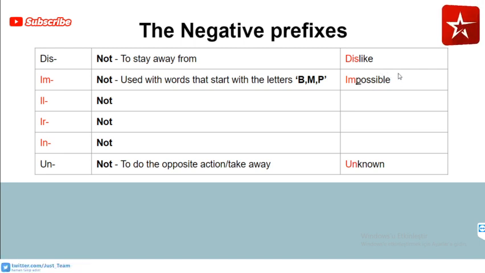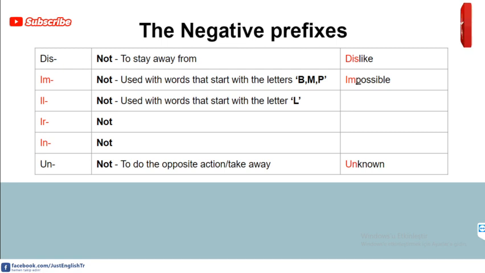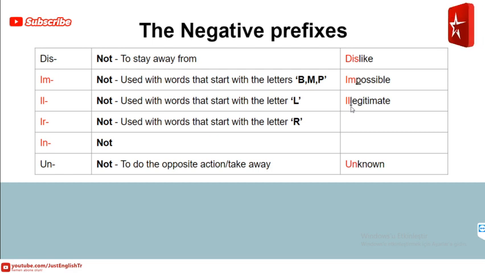Now, il is slightly different because il we use with words that begin with L. And an example here would be illegitimate. Illegitimate basically means illegal or something which is not recognized by law. And there we go, we can see that this word begins with L. Moving on to ir. Here, of course, we use generally with words that begin with R. And an example of that would be regular. Of course, it would be irregular.